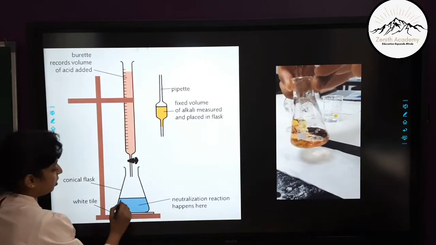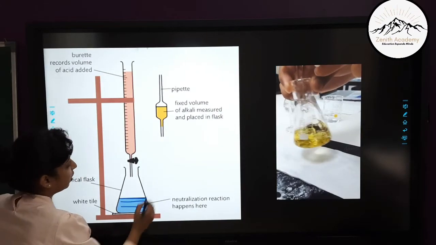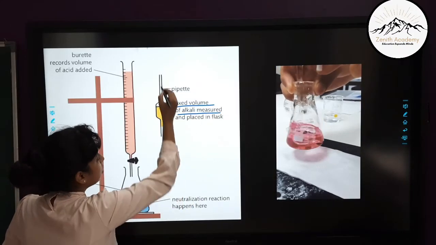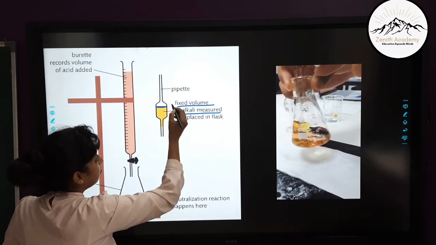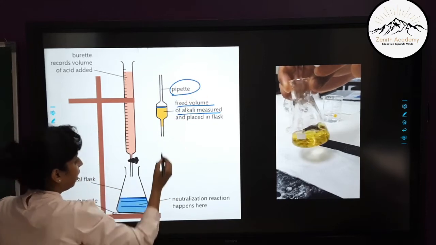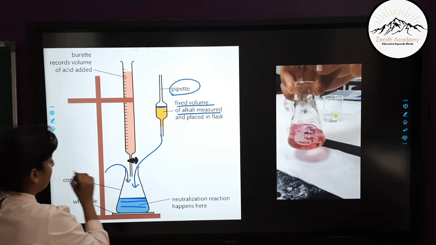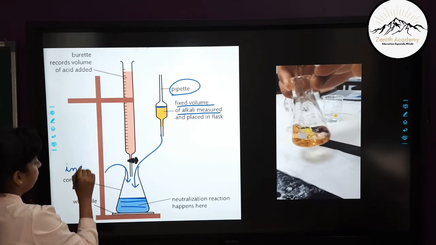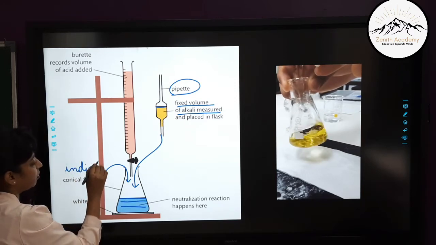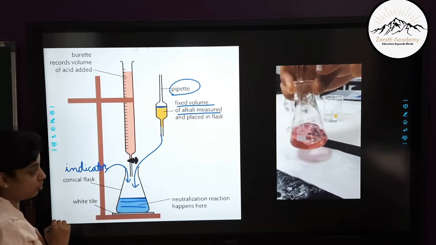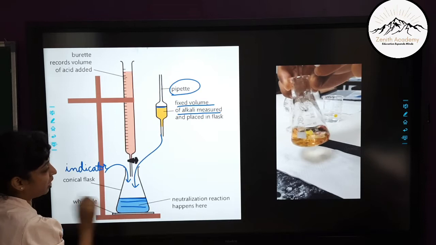So here you can see in the conical flask what I have taken. I have taken a fixed volume of alkali. Okay, so I have measured the fixed volume of alkali by using a pipette. Okay, and I have added the alkali here. Here again we have added indicator. Okay, what is the role of indicator? All of us already know that indicator shows a color change, okay, when neutralization reaction happens.